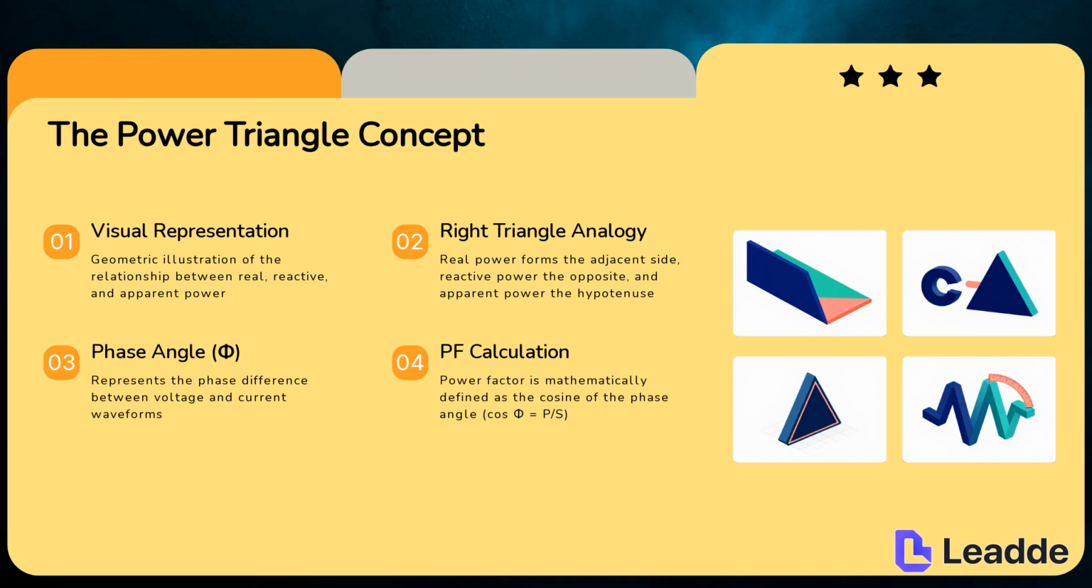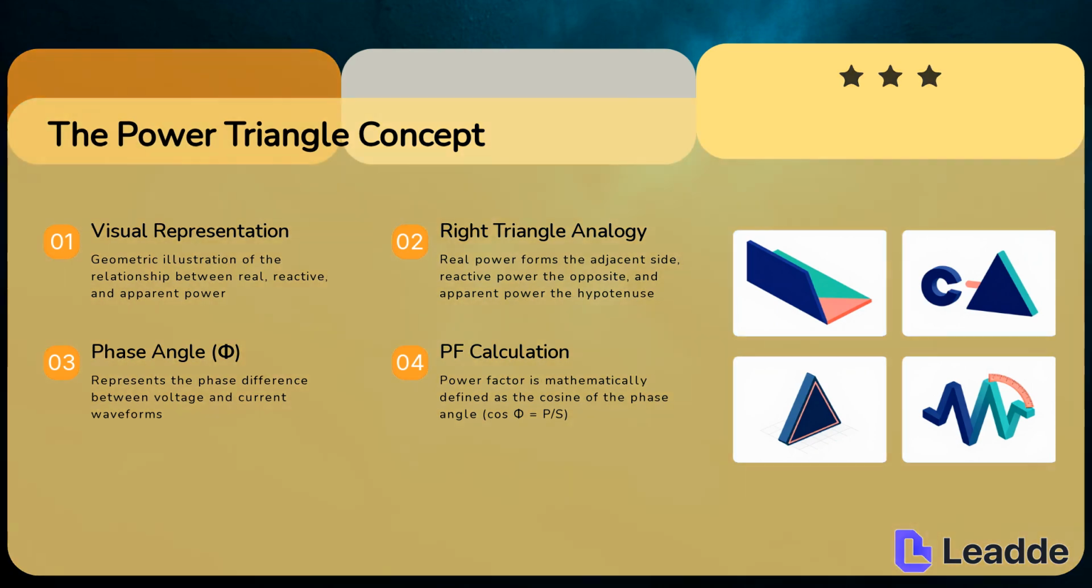becomes the hypotenuse. The phase angle, represented by the Greek letter phi, signifies the phase difference between voltage and current waveforms. The power factor is then mathematically calculated as the cosine of this phase angle, or simply the ratio of real power to apparent power: cos phi = P/S.